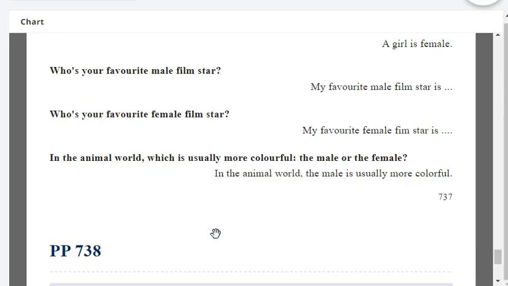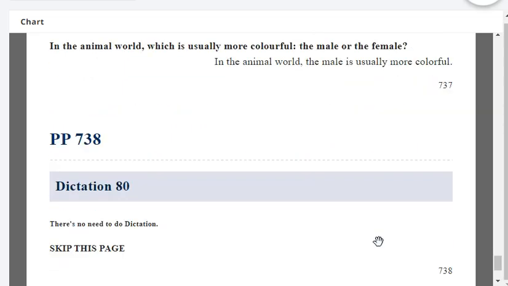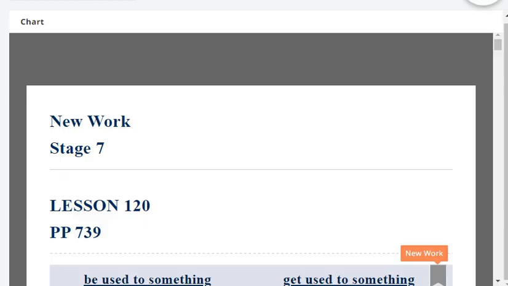In the animal world, which is usually more colorful, the male or the female? In the animal world, the male is usually more colorful. Very good. Okay, so that's the end of revision.